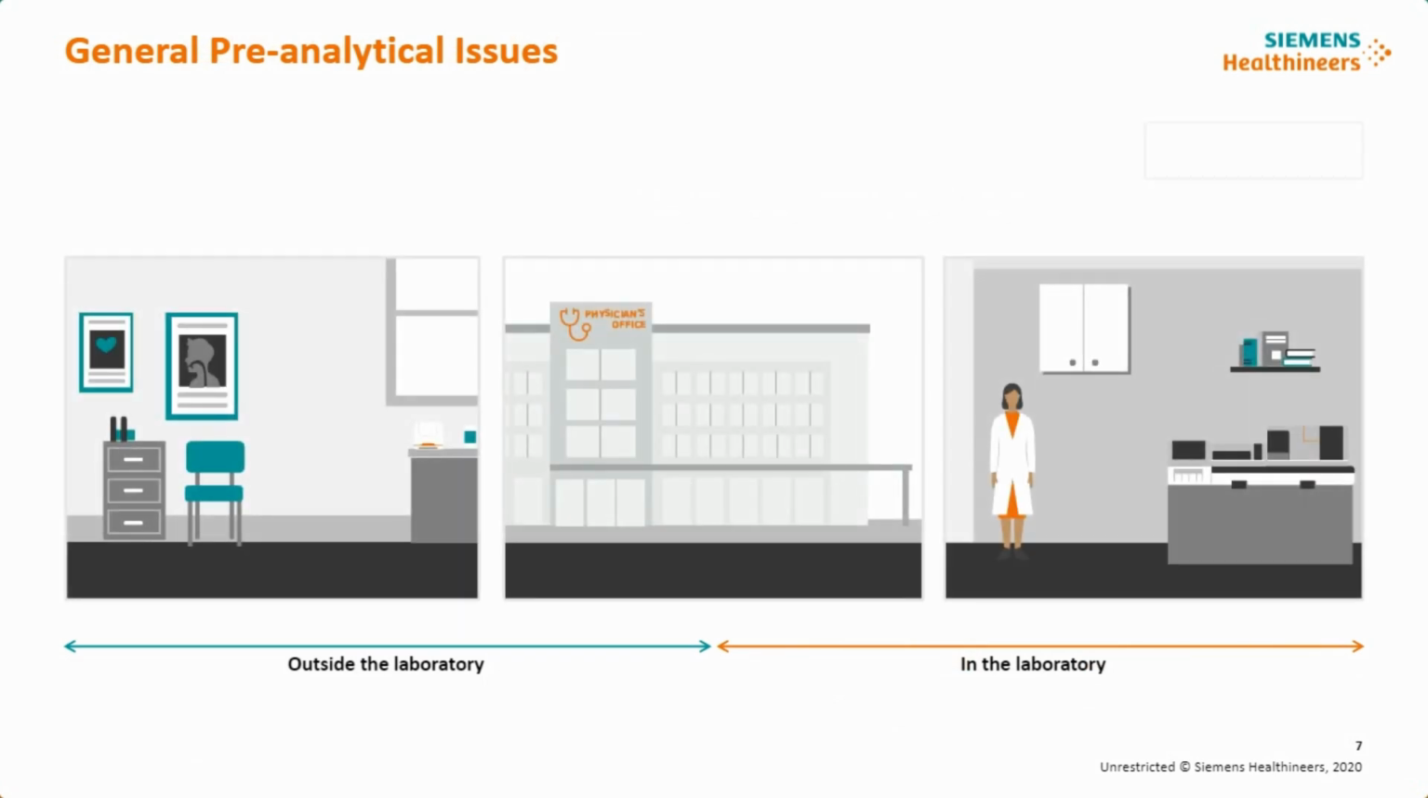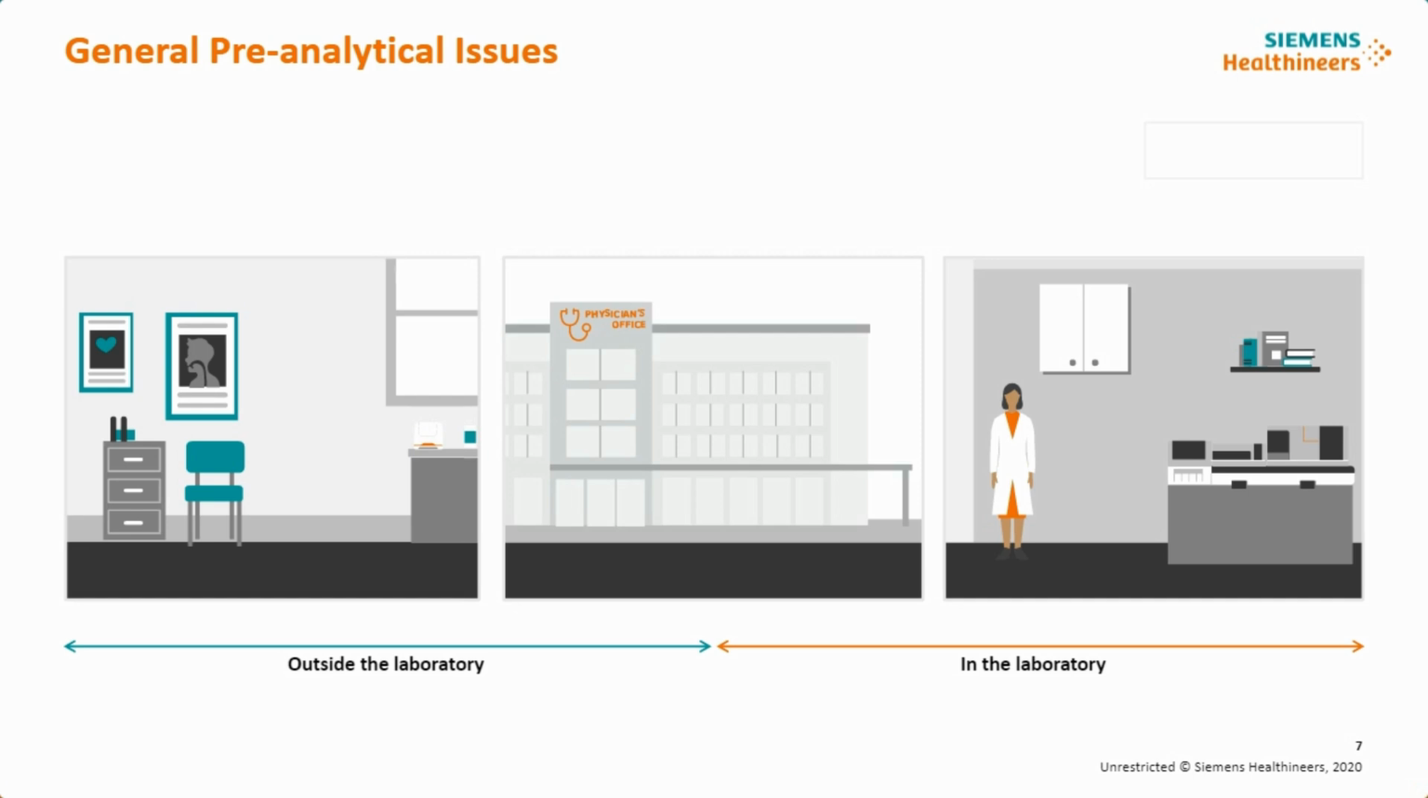So in general, the pre-analytical issues can occur either outside of the laboratory or in the laboratory. When I talk about outside the laboratory, I'm really referring to where the blood is essentially drawn. But it also could indicate that the blood is drawn at an outside hospital institution or a doctor's office. As many hospitals are currently involved in large outreach programs, the collection of the specimen may actually happen outside of the laboratory.